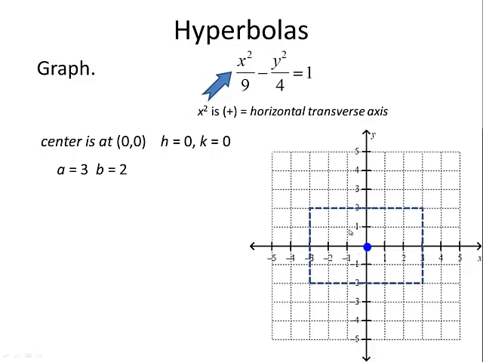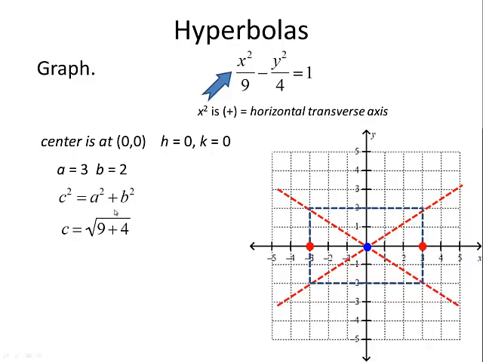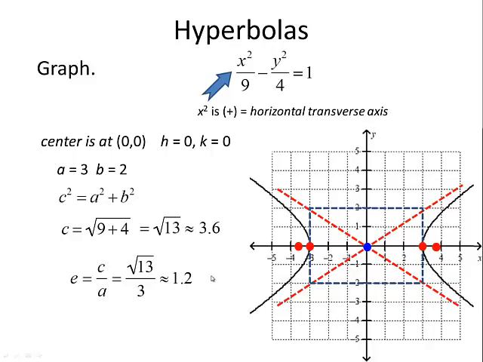Okay, so I draw my box, draw my vertices, draw my asymptotes, and then sweep that out in both directions. And if you're putting the focus points, you have to use the Pythagorean theorem, and you're going to get 3.6. So 3.6 out from the center on both directions. That's going to give you your focus points. And my eccentricity is the square root of 13 over 3, or 1.2 approximately. And then finally drawing that out like that.